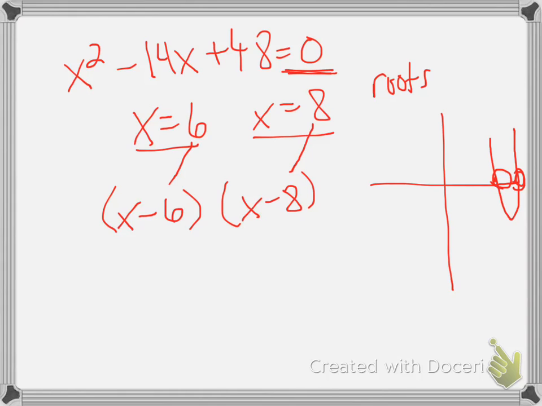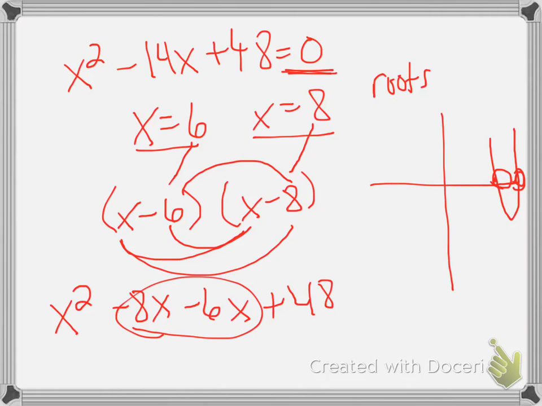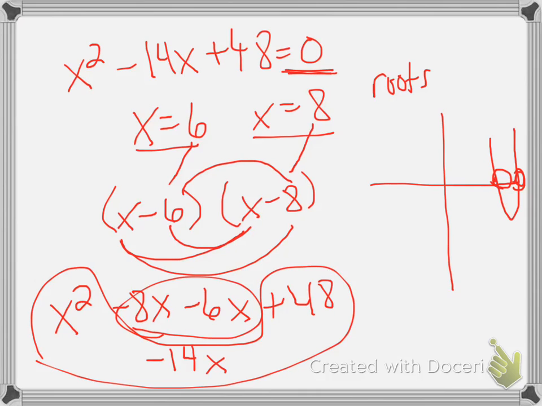Okay? And if you look, when I do the math here, I get x times x is x squared, and then x times negative 8 is negative 8x, and then negative 6 times x is negative 6x, and then negative 6 times negative 8 is 48. And when I reduce this, I get negative 14x, and this is the same thing as this.